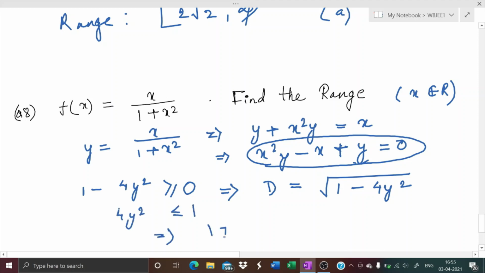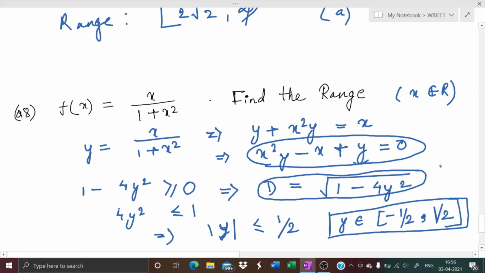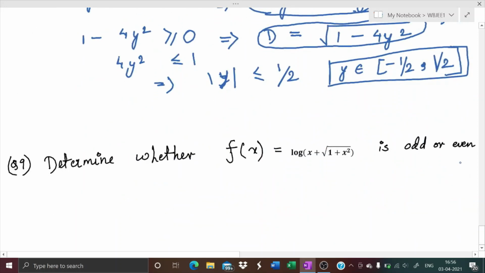So mod y is less than equals to 1 by 2. So y belongs to minus half to half. Okay, so this is the solution. X is real, so discriminant d should be greater than equal to 0. Fine. Okay. Last question. Determine whether f of x is odd or even.